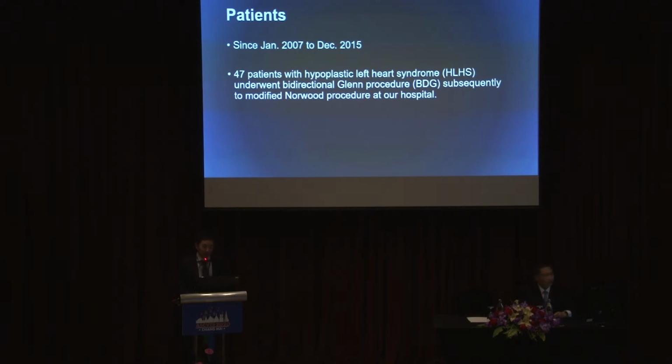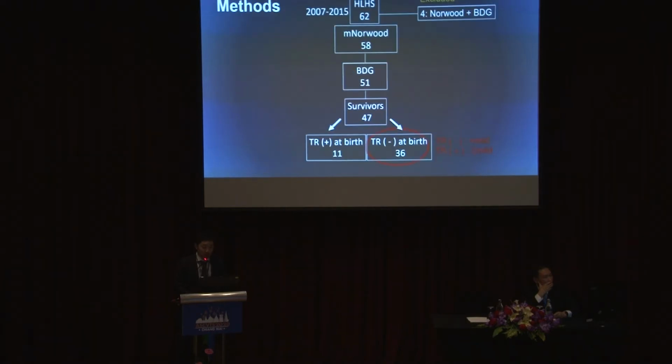From January 2007 to December 2015, 47 patients with hypoplastic left heart syndrome underwent a bidirectional Glenn procedure, subsequent to the modified Norwood procedure at our hospital. 62 patients with HLHS were reviewed, and 4 patients who had a Norwood plus bidirectional Glenn procedure were excluded. 58 patients had the Norwood procedure and 7 patients died interstage. So 51 patients had a bidirectional Glenn procedure.